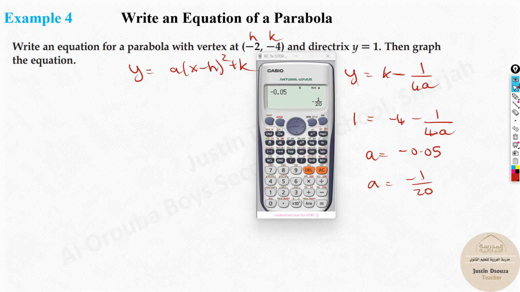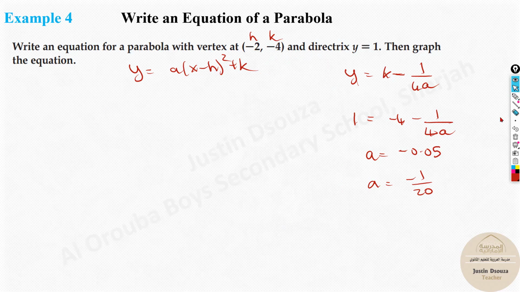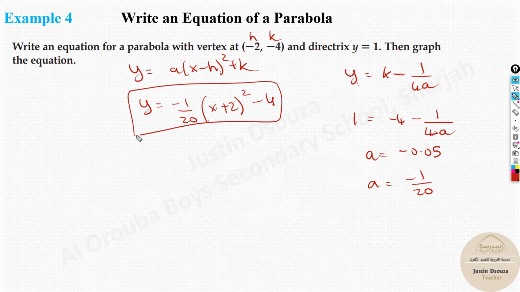Now we have everything we need, isn't it? Here this is the standard form. What did we want? a was missing. Now we found a, and h and k were directly given. So y is equal to negative 1 by 20 into x minus, minus 2, where h is also minus 2 and this minus will become plus 2, the whole square minus 4. This is it. This is the answer. This is the equation of the parabola.